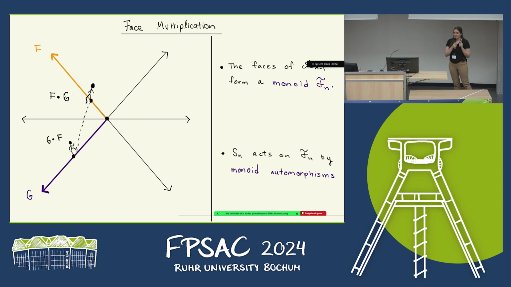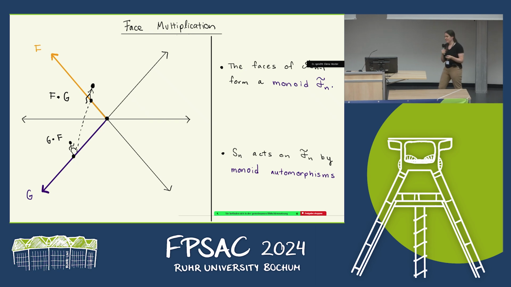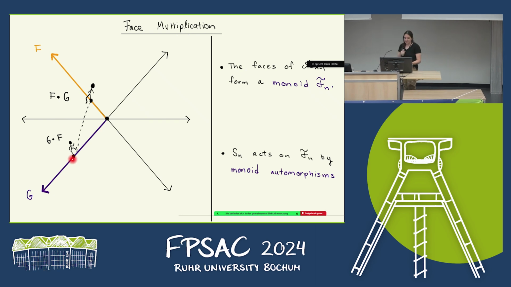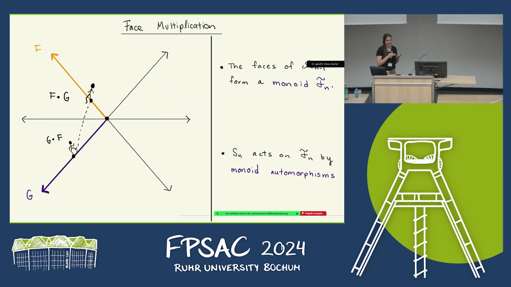Now note that this operation is not commutative. In particular, if we wanted to multiply G times F, I'd be starting on this purple ray, taking a step towards F, and I end up in this chamber instead. So it's not commutative, but something you can try to convince yourself of is that this center origin is going to be a two-sided identity. Because of that, the faces are going to form a monoid. And the symmetric group action will interact well with this monoid structure in that it acts by monoid automorphisms.